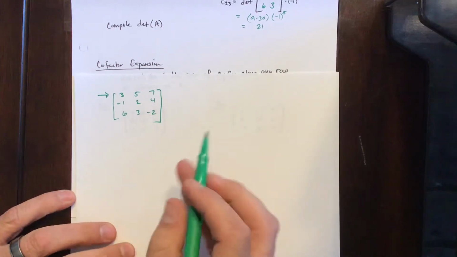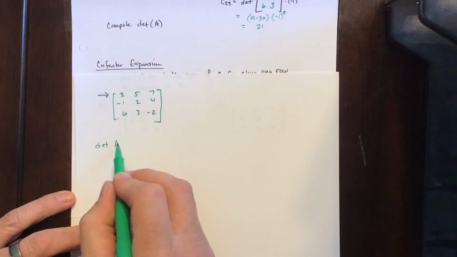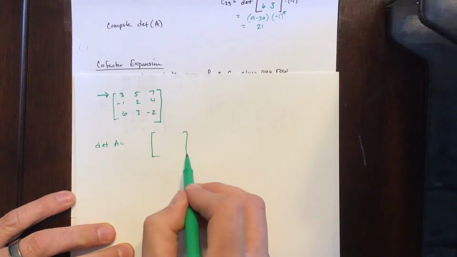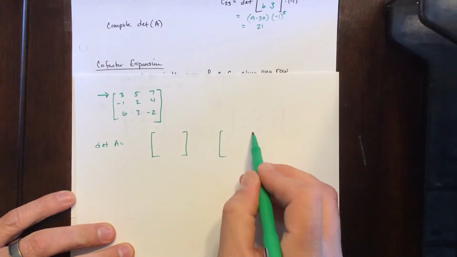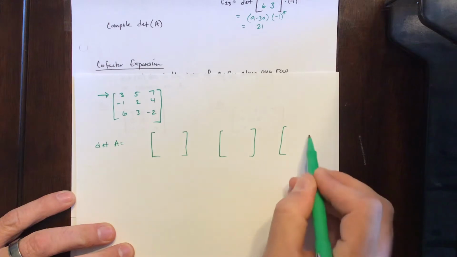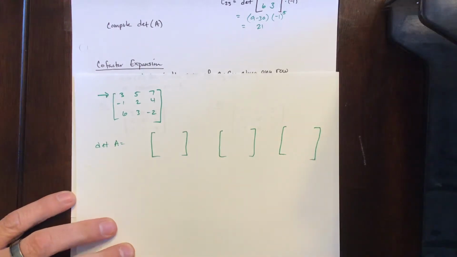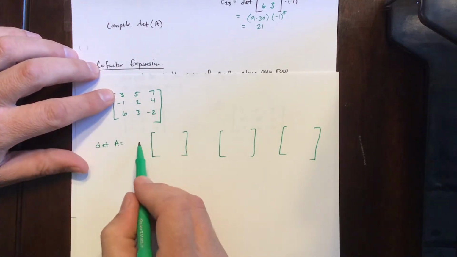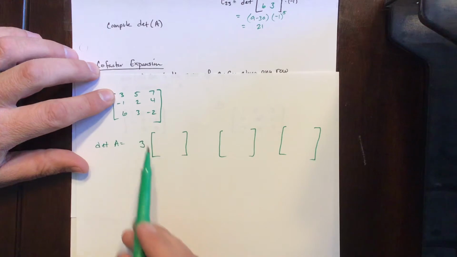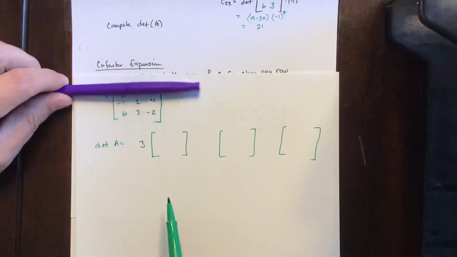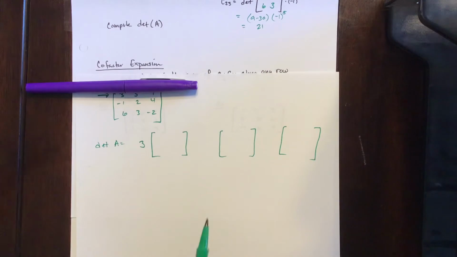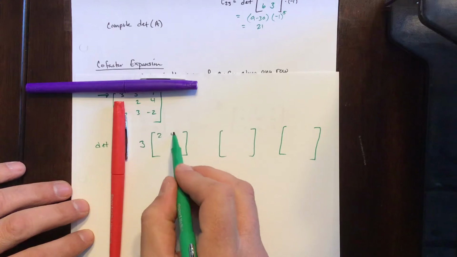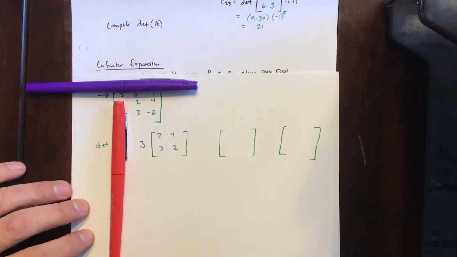So that means the determinant of A is going to be found by taking the determinant of 3 2x2 matrices, one for each element in row A. Looking at 3, you take 3 and multiply it by the determinant of the leftover 2x2 matrix. Cross out the row that 3 is in and the column that 3 is in, and you're left with 2, 4, 3, negative 2. We computed that up there.